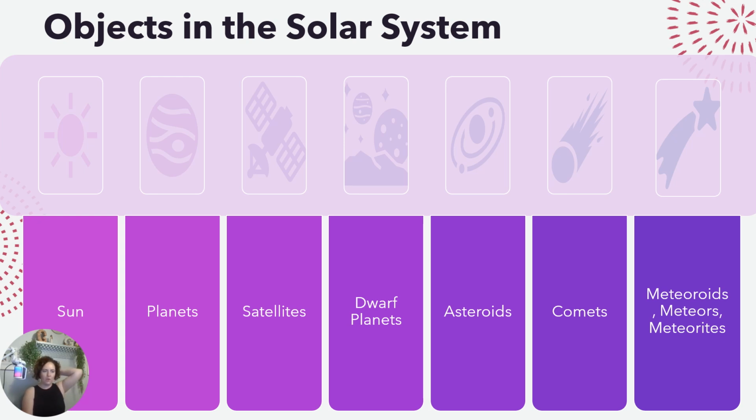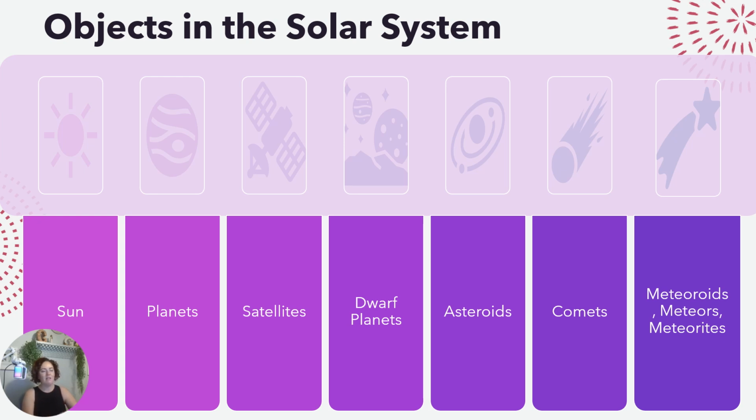So when I ask, hey, what's in our solar system? Typically, I get learners telling me sun, planets, okay? But there's so much more out there. Not only do we have the sun and our 8 planets, but we also have satellites, both man-made and natural. We have dwarf planets. Pluto is out there still. We have asteroids and comets. We have technically meteoroids until they start making their way into atmospheres. But we'll talk about that.